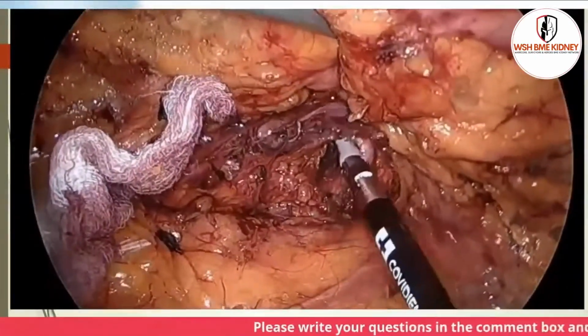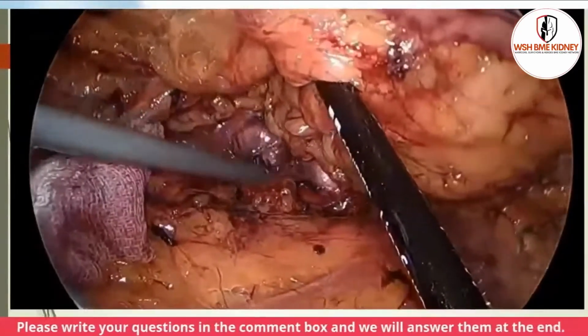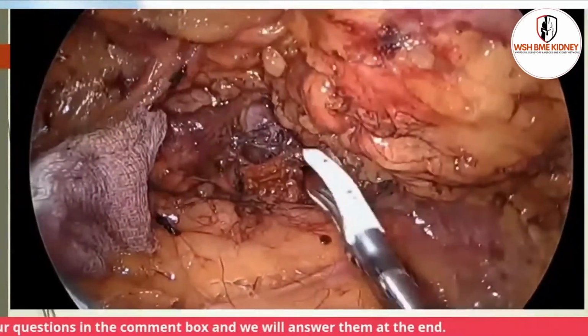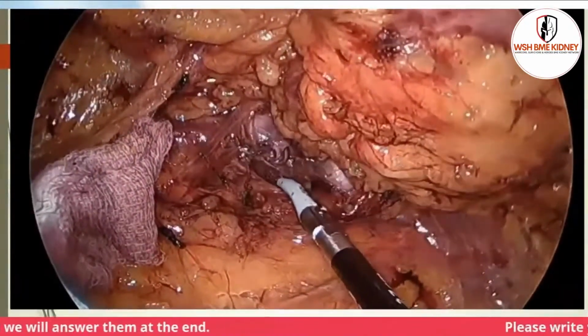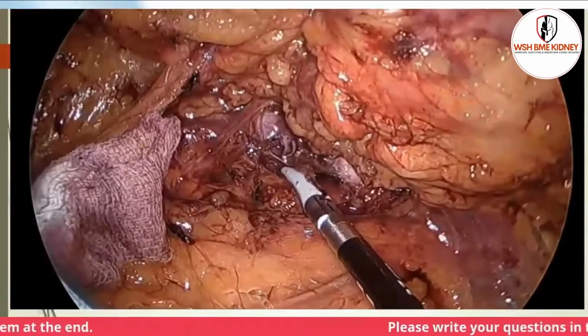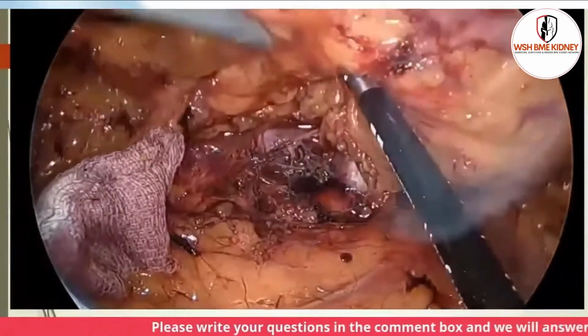Now, so that's the artery being dissected, and then you're going to see the kidney vein, or the renal vein, in a minute. Now, so the structures are around the artery of the kidney. Now we're going to go towards the vein.